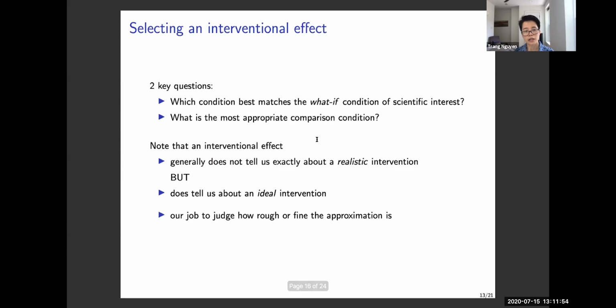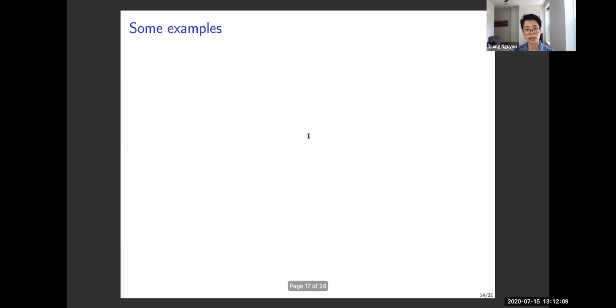To select an intervention effect, we simply need to answer two questions. Which condition best matches the what-if condition of scientific interest? And what is the most appropriate comparison condition? Let me just give some examples.